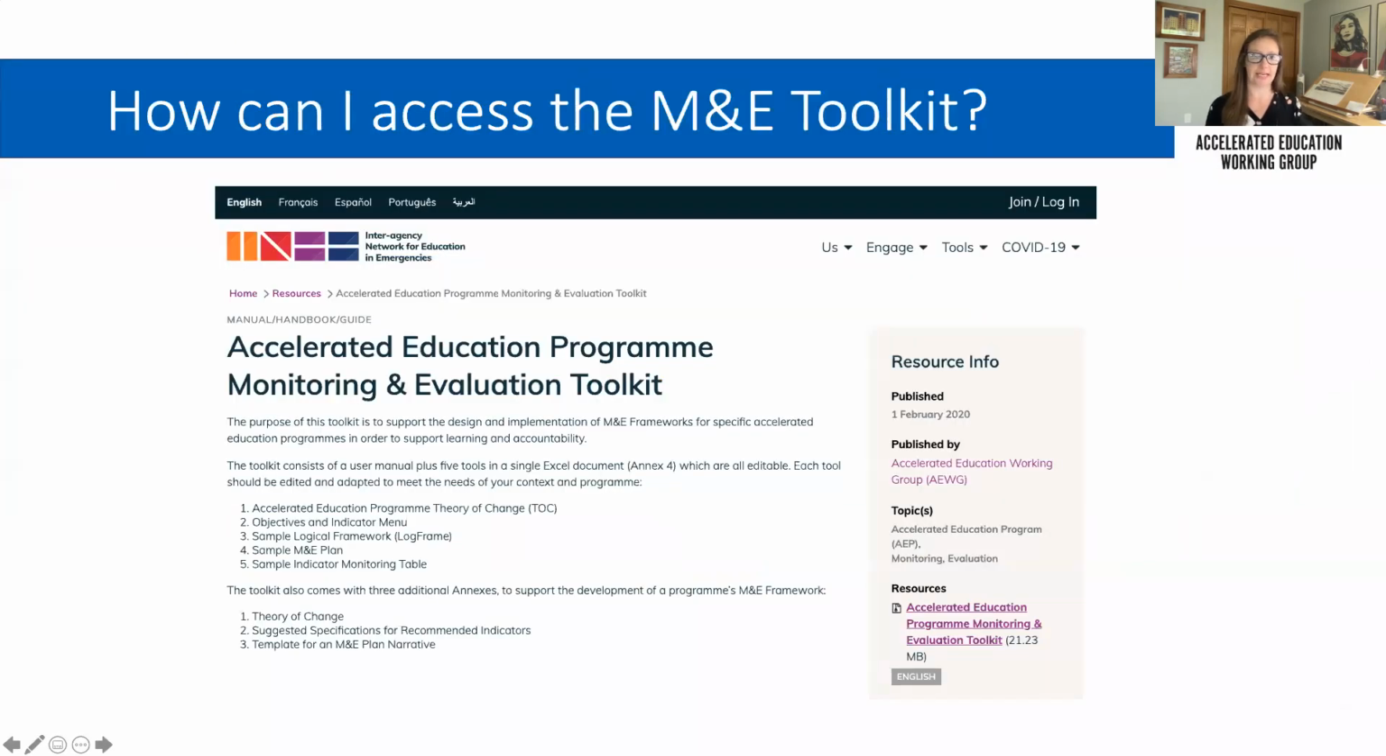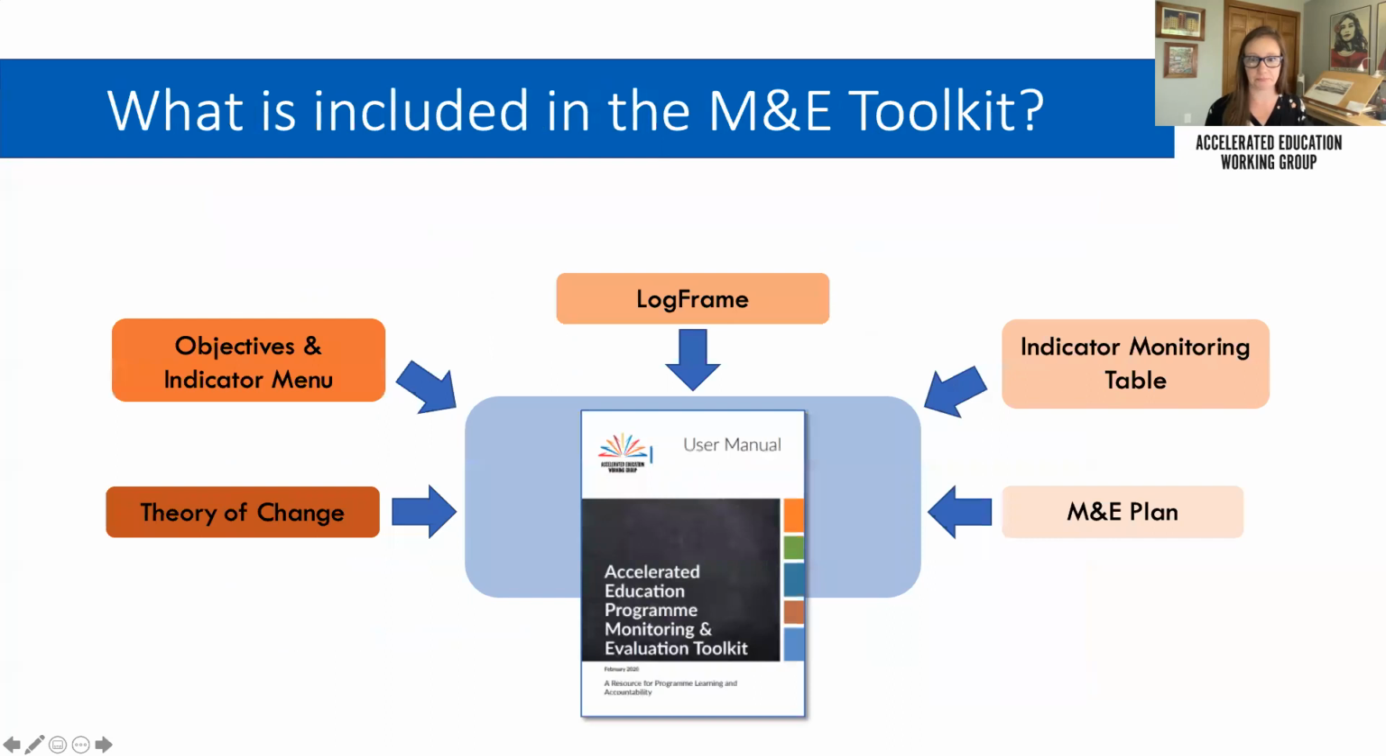Great. So diving into the toolkit, Kat already dropped the link into it, but in order to access it, again, you can find it in English, Spanish, French, and Arabic on the INEE Accelerated Education page. You can download it as a zip folder, and the toolkit includes an Excel document, a PowerPoint, and a Word document, all of which are editable and adaptable.